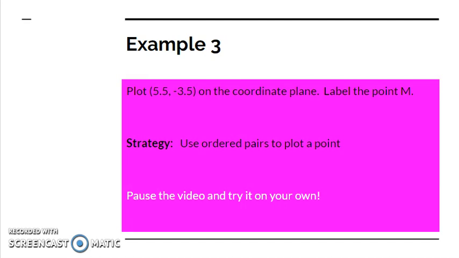So let's try example 3. It's asking you to plot (5.5, -3.5) on the coordinate plane. You're going to label the point M. You're going to use the strategy, use ordered pairs to plot a point. I want you to pause the video and try it on your own.